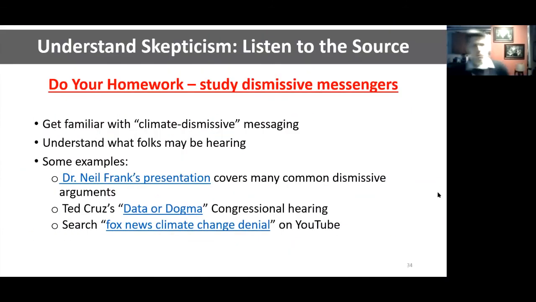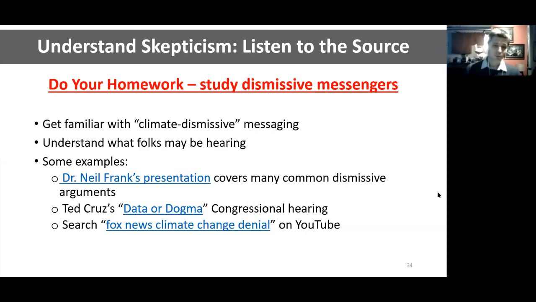Finally, the last thing I want to share tonight is I would just suggest do your homework, study dismissive messengers. I would recommend you get familiar with some of the climate dismissive messaging. I have a few examples at the bottom. Dr. Neil Frank, he's here in Houston. His talks, actually, it was amazing. He covered just about every dismissive argument I've ever heard in one 45-minute talk. I mean, he hit on everything.